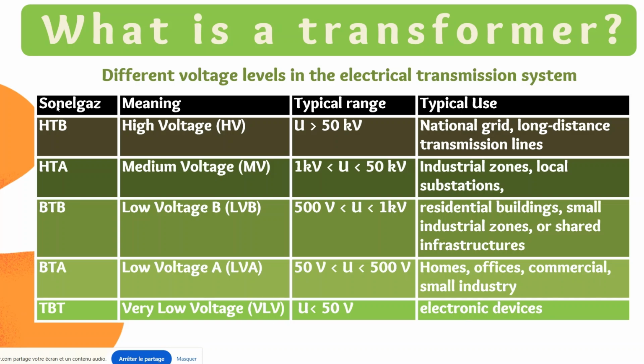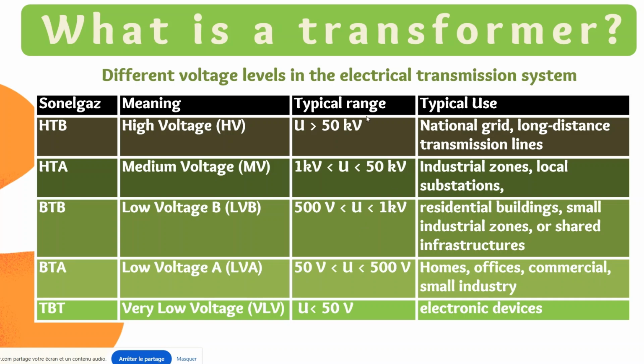And by the way, these are real abbreviations used by Sonalgaz, which are French abbreviations. HTB means haute tension classe B, and medium voltage in Sonalgaz here in Algeria is called haute tension classe A, d'accord? And basse tension classe B, basse tension classe A, très basse tension. Okay, these are the abbreviations used by Sonalgaz.